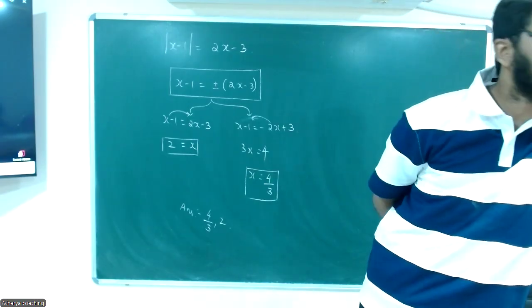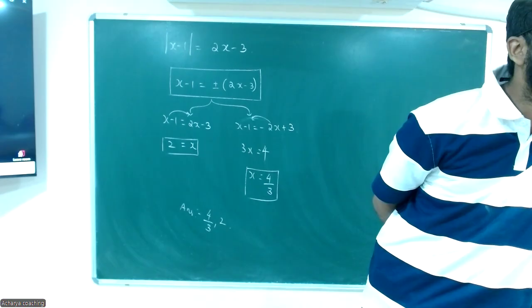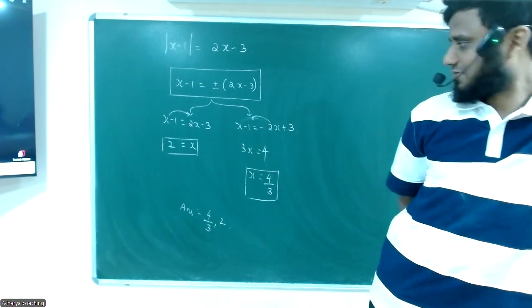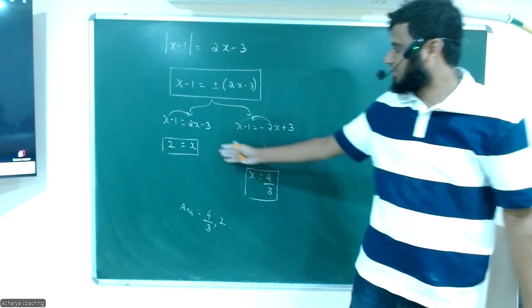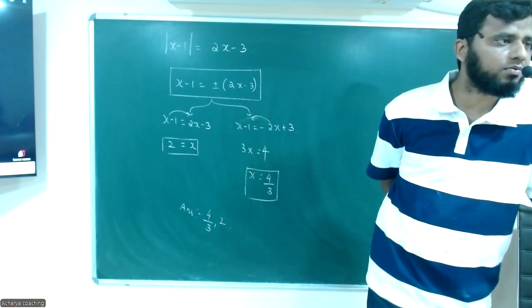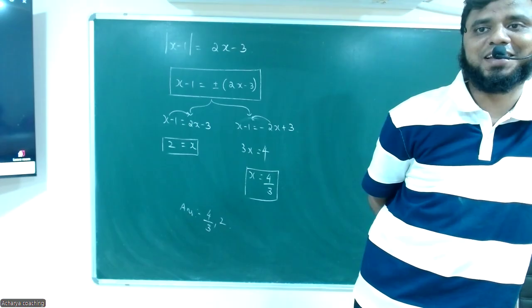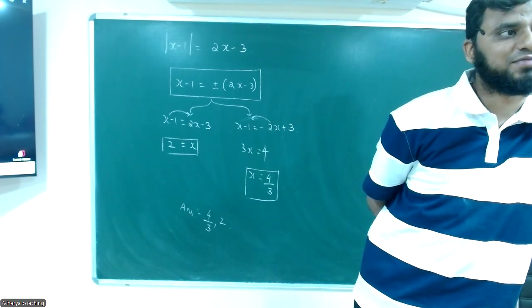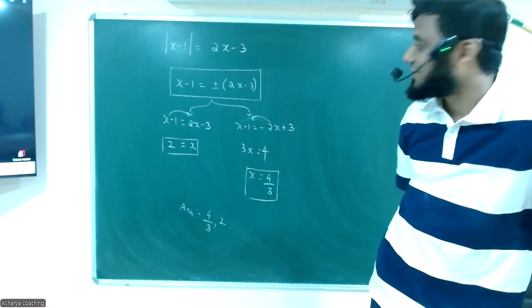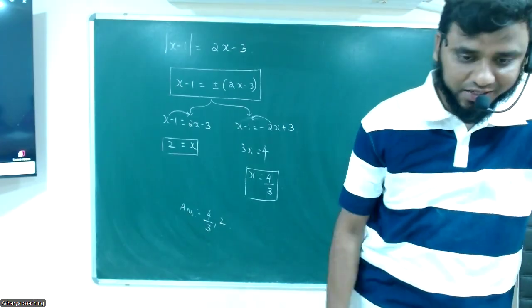X can be negative. Here x is not negative, right? Whatever answer I got, x is not negative. Is this correct? How many of them are telling it is correct? See the property and see this question. See the properties, whatever you have written, and see this question.